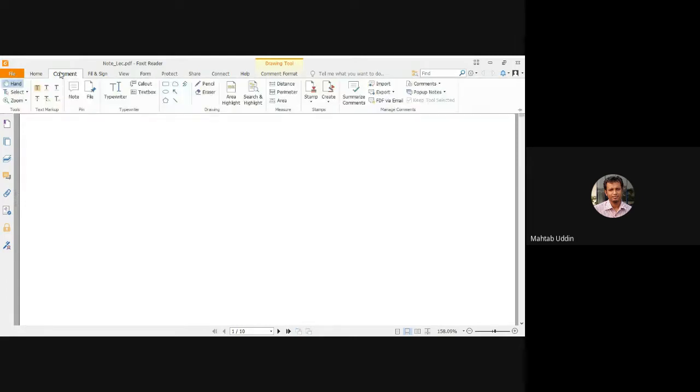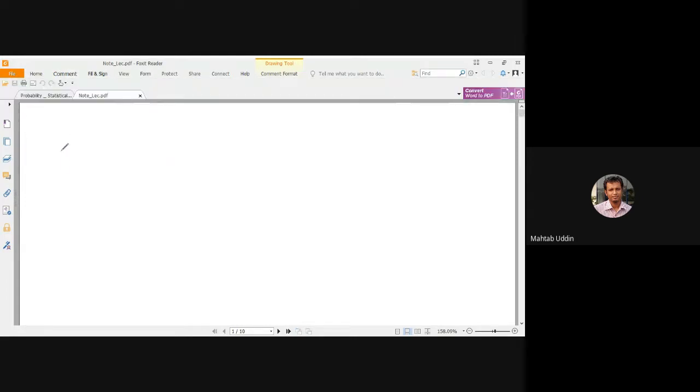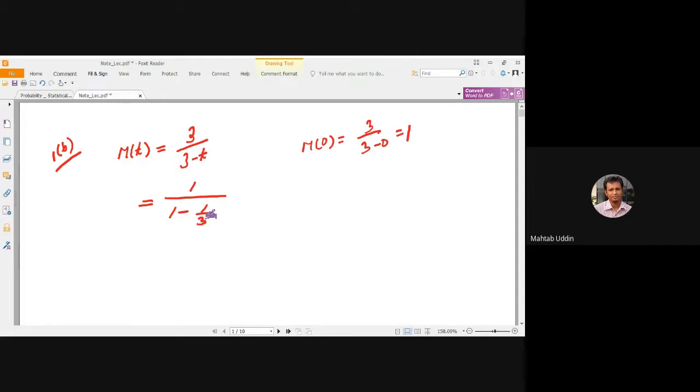Here, 1B. It has been given that the moment generating function M(t) is 3 by 3 minus t. You can check M(0) is 3 by 3 minus 0, which is 1. So this is a valid moment generating function. Then you can consider this as 1 by 1 minus t by 3. Can you write it?